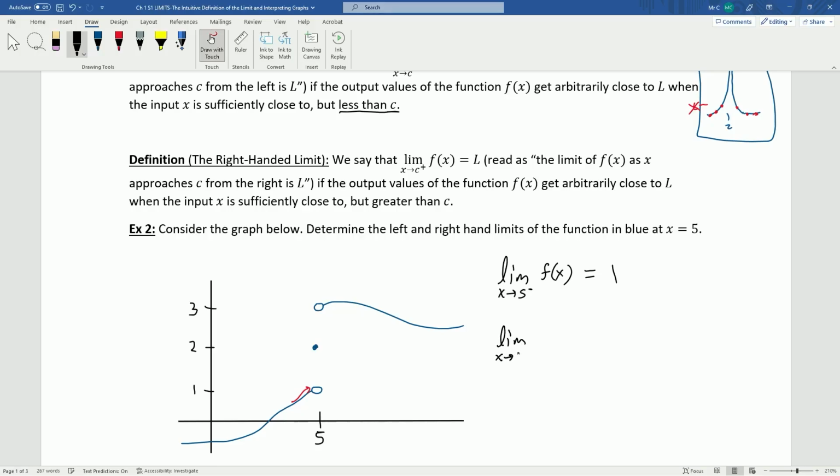Now if we take the limit as x approaches 5 from the right, and we try to determine this from the graph, we go to the right of 5, that is values greater than c, c in this case is 5, and we just draw a little arrow tracing along the graph. And which y value are we approaching? Oh, we're approaching 3, so we would say the limit from the right is 3.